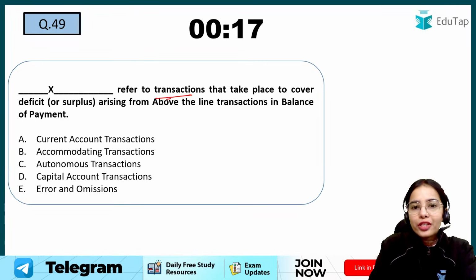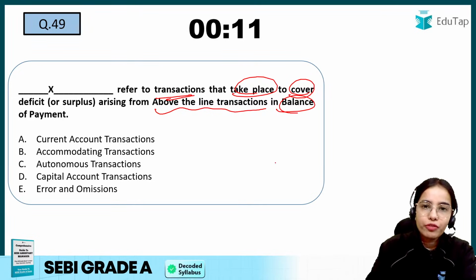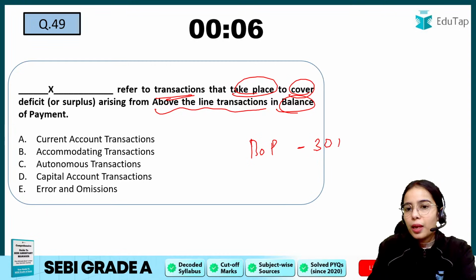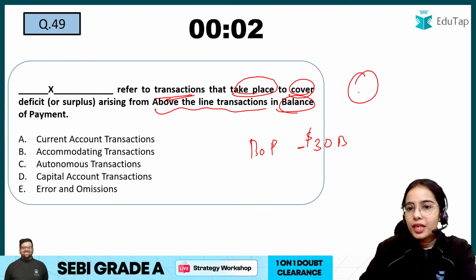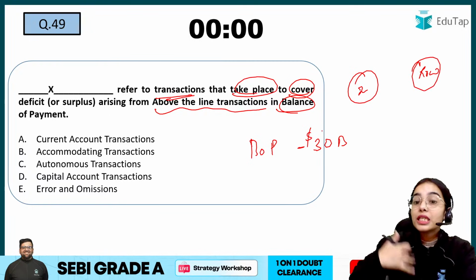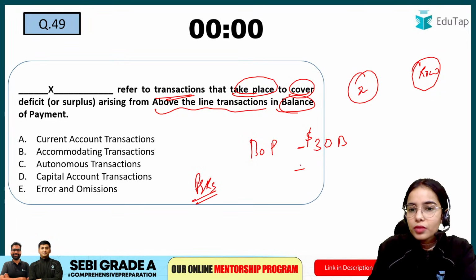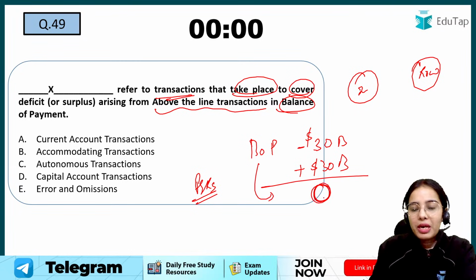Such kinds of transactions take place to cover the deficit or surplus arising from the transactions in the balance of payment. So if the balance of payment is in deficit of $30 billion, that means India is doing transactions with the rest of the world and we have a deficit. We have to pay $30 billion extra. So we will use our foreign exchange reserves to cover this deficit of $30 billion so that the balance of payment is overall in balance, okay.